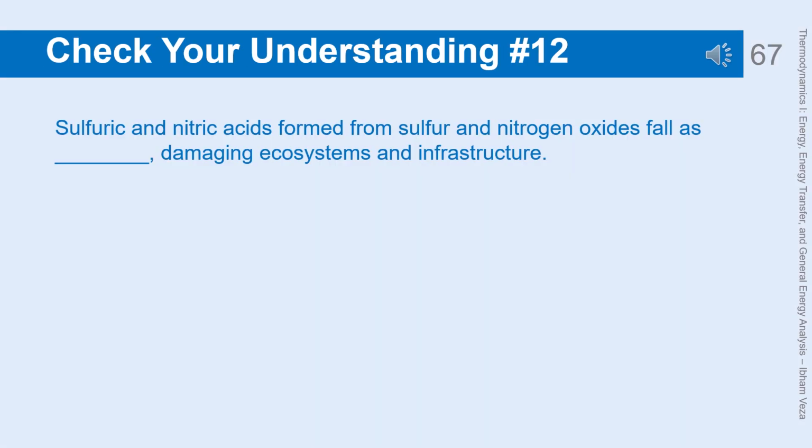Check your understanding. Number 12. This question reinforces the term for rain that contains strong acids formed by atmospheric reactions. The focus is on the relationship between emissions and environmental impact. This concept often appears in discussions of energy and the environment. This understanding is important to see the long-term consequences of energy technologies. The term has become a common part of environmental literature.